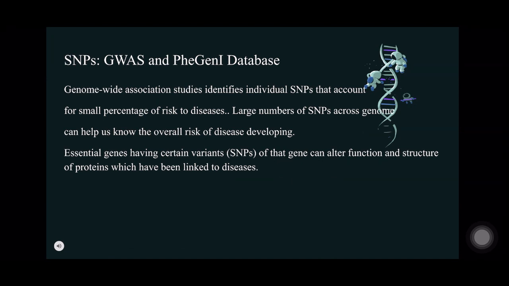Now let's move on to SNPs. Genome-wide association studies identify individual SNPs that account for a small percentage of risk to diseases. Large numbers of SNPs across the genome can help us know the overall risk of disease developing. Essential genes having certain variants or SNPs of that gene can alter function and structure of proteins, which have been linked to diseases. So if a gene is used to being conserved and then a mutation happens, there can be some very harmful effects towards that phenotype.